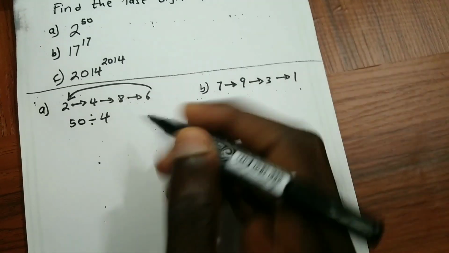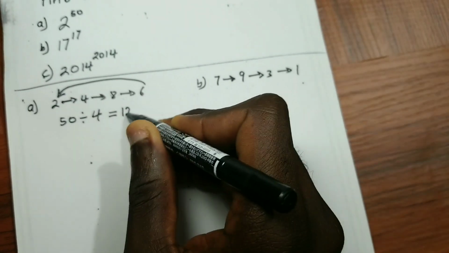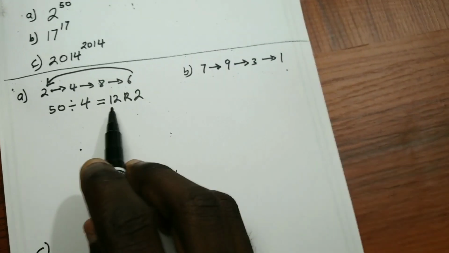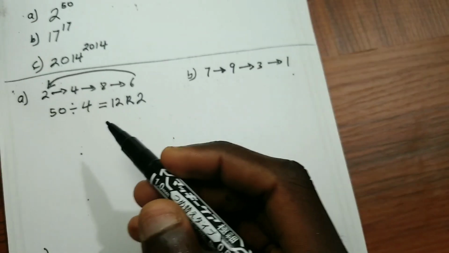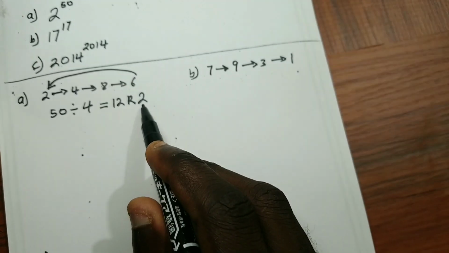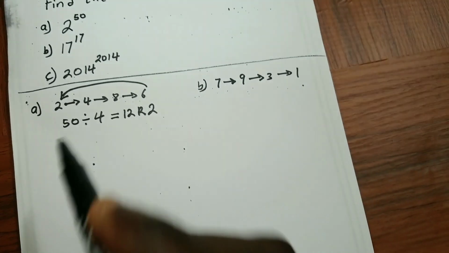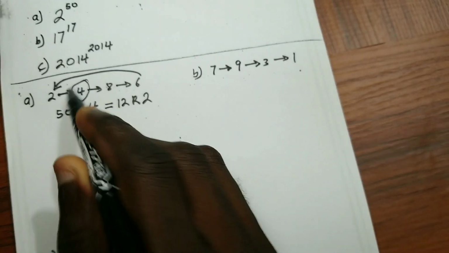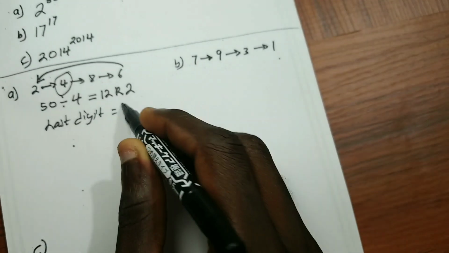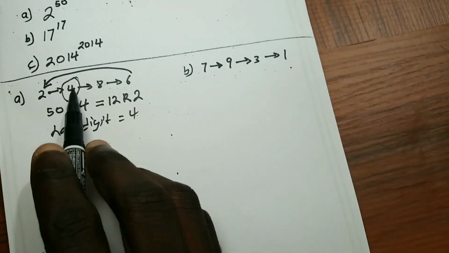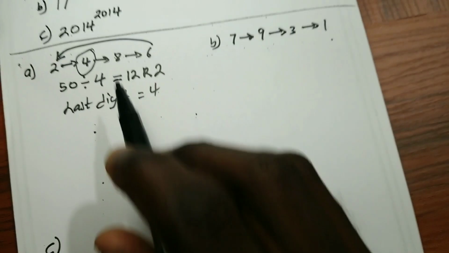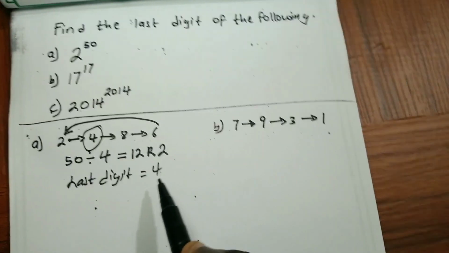So 50 divided by 4 will give us 12 remainder 2. Realize that 4 will go into 50 12 times; 4 times 12 is 48, and the remainder is 2. Since the remainder here is 2, the last digit falls on the second digit of the pattern. So the last digit is 4, because the remainder is 2 and 4 falls on the second place. So the last digit of 2 exponent 50 is 4.